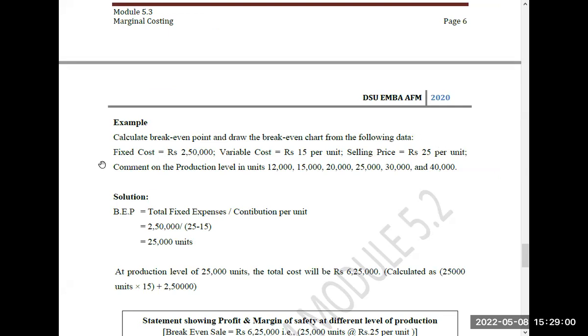Second line, minus. What should be deducted now from sales? What we have to deduct from sales now? Variable cost, right? Minus variable cost, write it in the particulars column. At the rate of, what is the variable cost? 15 rupees per unit, at the rate of 15 per unit.